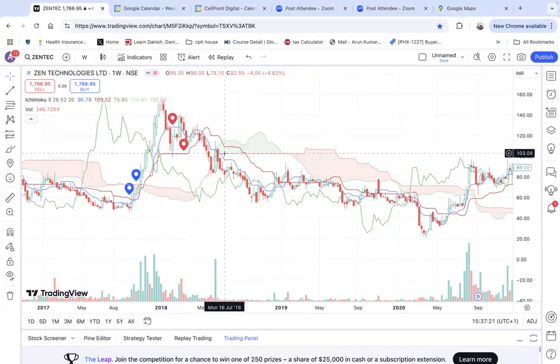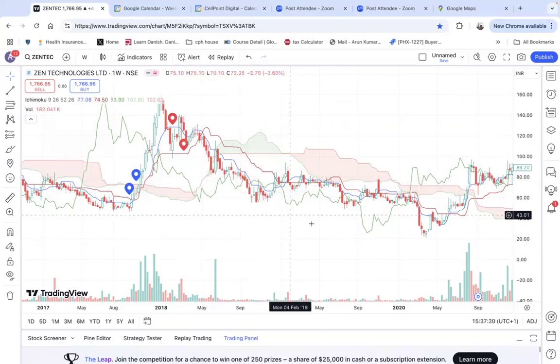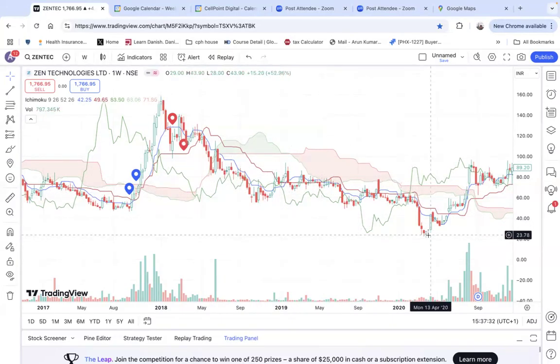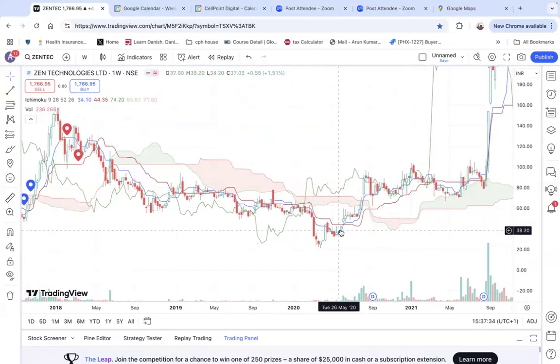Now it's already, in fact, here in this area, it is already down below the cloud, right? It's below the cloud, it's bearish. So I don't do anything. I forget about Zen Technologies until June 2020. After the COVID, I see that the price is again going above the blue line and the brown line.